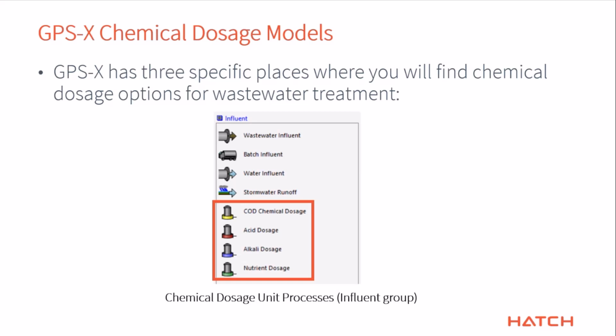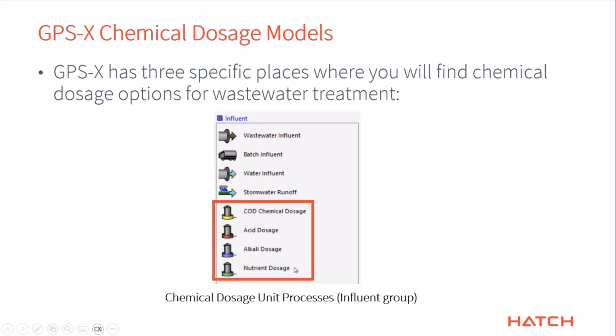Okay, there are three basic, specific places where you're going to find most of the chemical dosage options in GPSX. And one of them is in the influent panel. So when you first start GPSX, the influent panel is open at the top. And this is where you would go and get the influent object and drag it onto the board, that one that's showing at the top here.